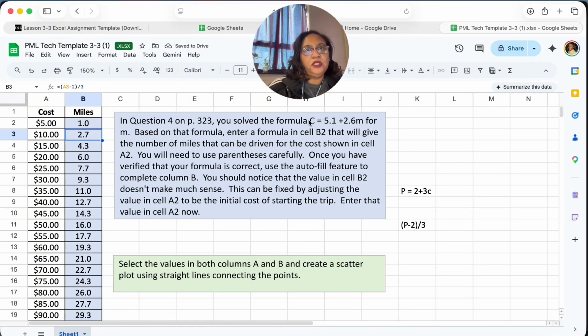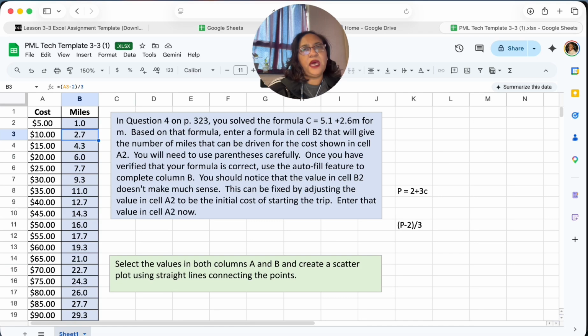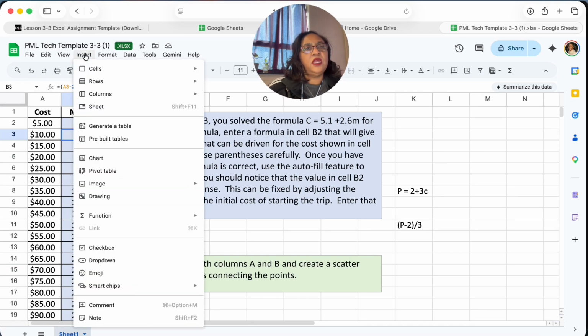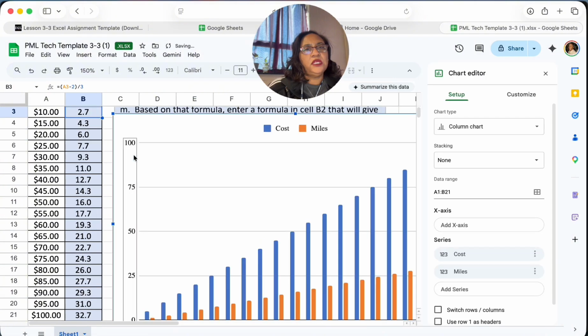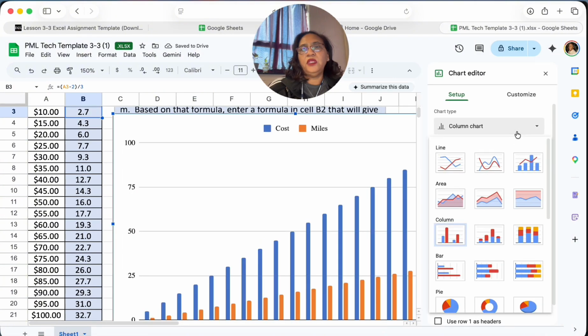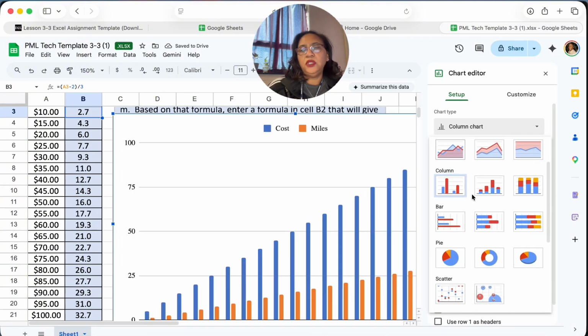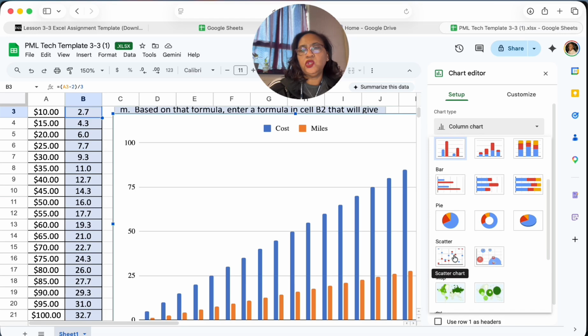But yours is not what I have here, so you have to do the same exact thing. You have to use algebra to figure it out. Then you create a scatter plot. To create a scatter plot, you insert a chart, and you just have to figure out the scatter plot one, which is this one.